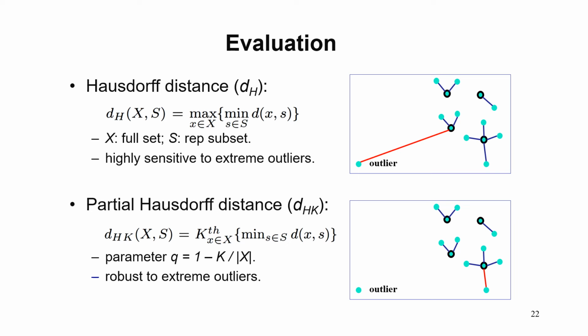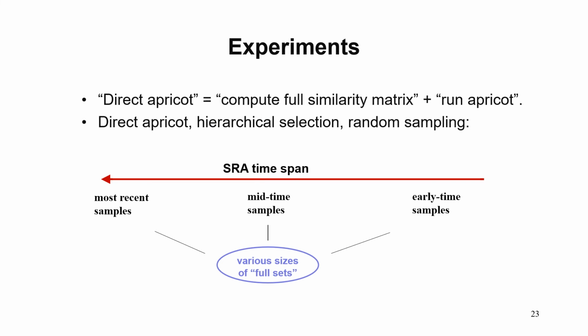We use partial Hausdorff DHK to evaluate the summarization quality of representative set selection. A smaller value indicates the representative set is better. We refer to direct representative set selection using apricot as direct apricot, which includes 1. Computing the full similarity matrix, and 2. Applying apricot. The computational cost of direct apricot mainly comes from part 1.